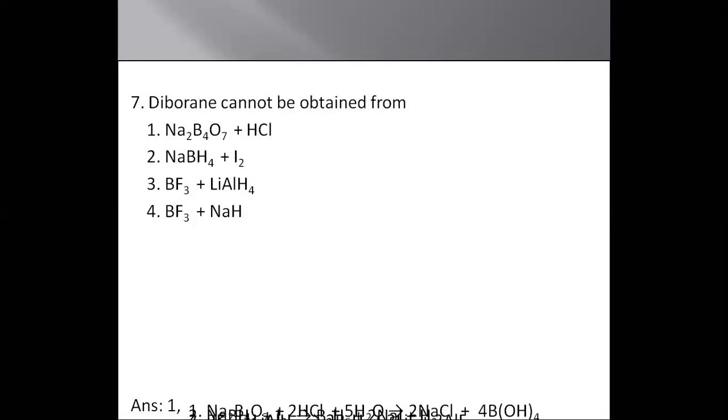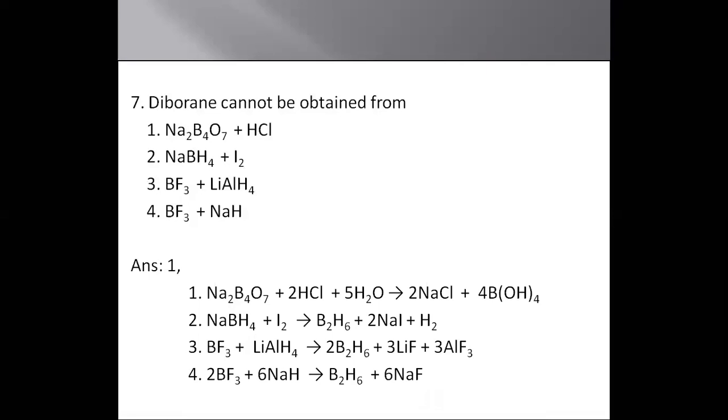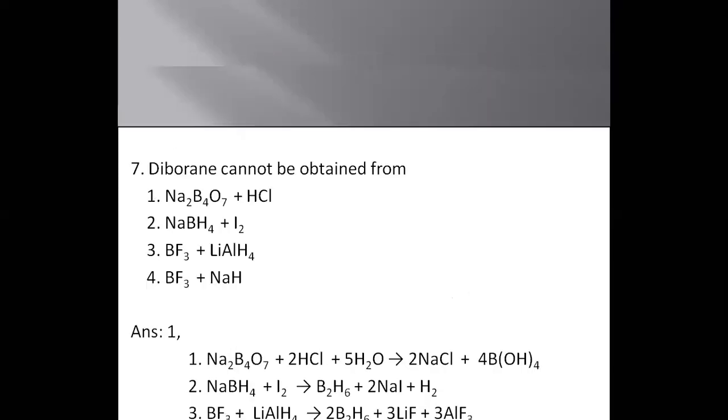So let us look at the answers. According to me, I cannot prepare diborane by the first, that is, by treating borax with acid. As I have said, whenever borax is treated with dilute acid, I get the formation of boric acid, whereas the rest of the three methods give me diborane. So the option comes to be the first one.